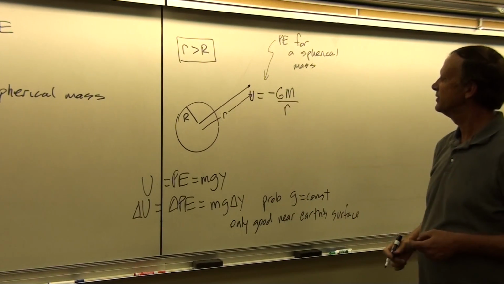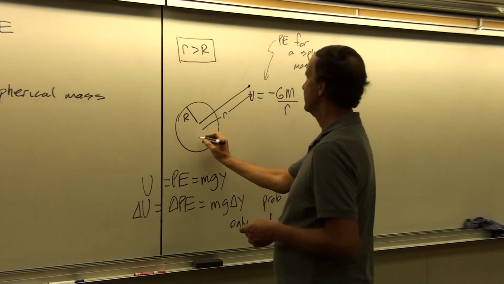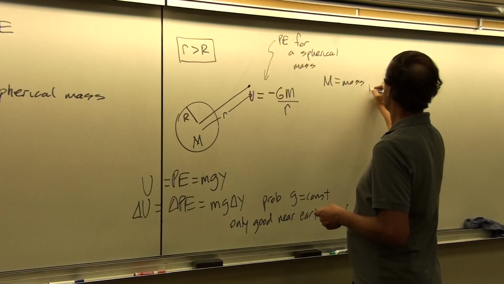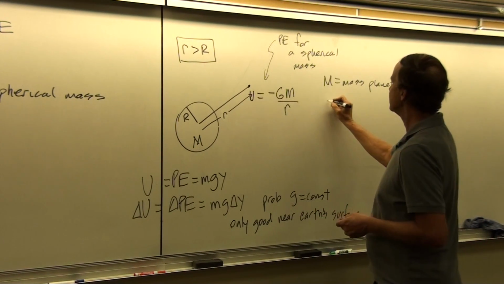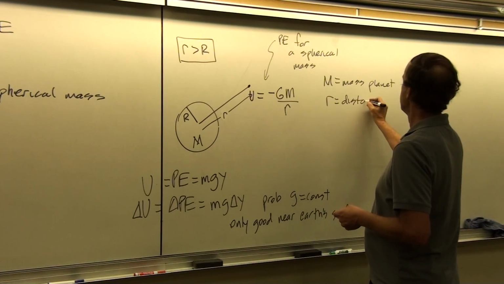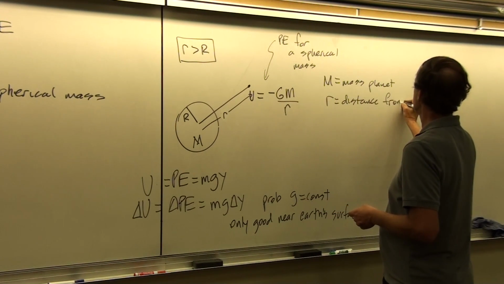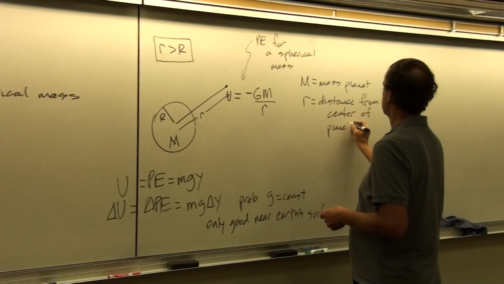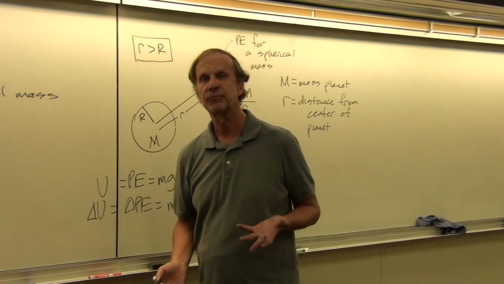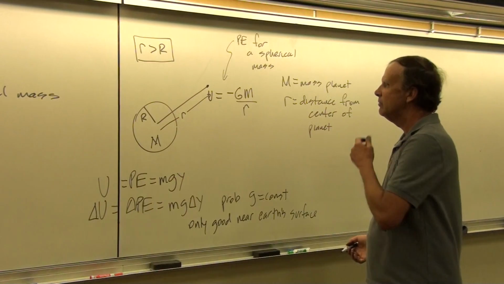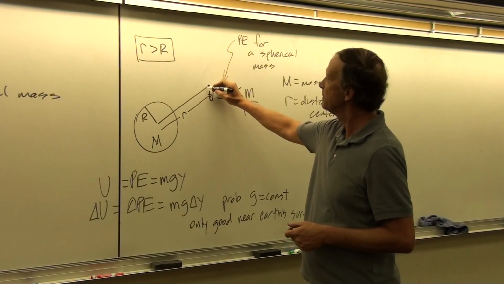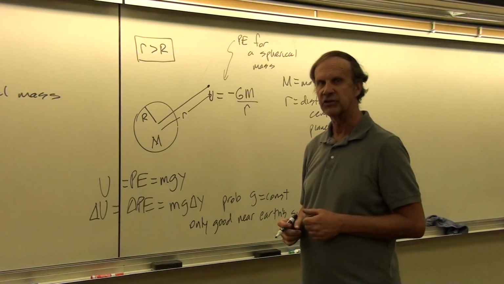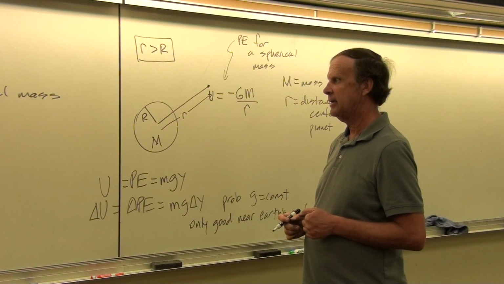Now I just stated this was true, where M then is the mass of the planet. And r is the distance from the center, not the distance from the surface. But how do I know this is right? Well, I do know that if I put a mass here, I know what its force relationship is.